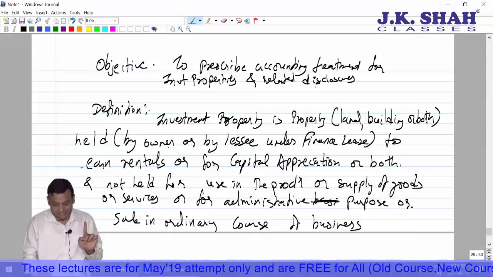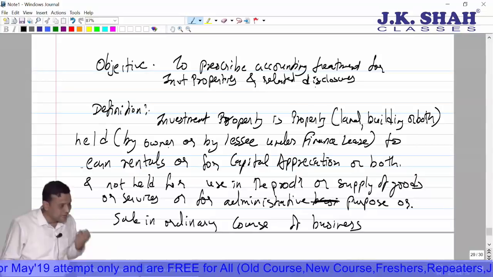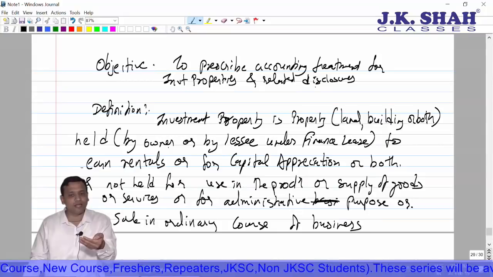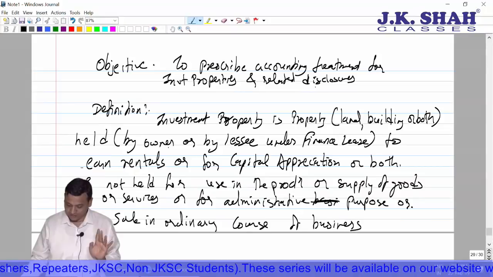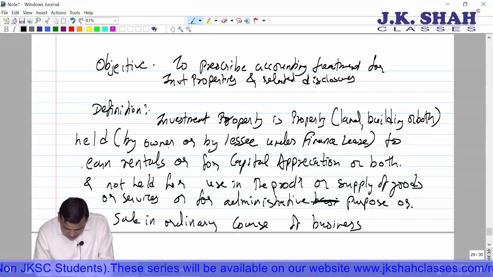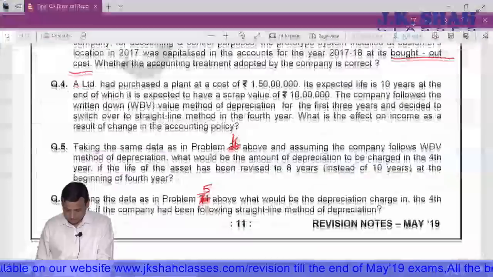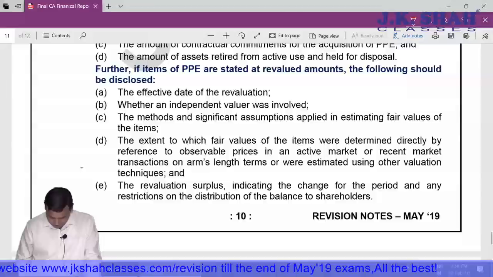To earn rentals, like if I am holding a land, a building or both land and building, to earn rentals or for capital appreciation. I may be the owner or I would have taken it on a finance lease. Then it is nothing but investment property. Means to earn rentals. Now this is where I would like you to link. Earn rentals. Come to your IND AS 16. The definition of property, plant, equipment.